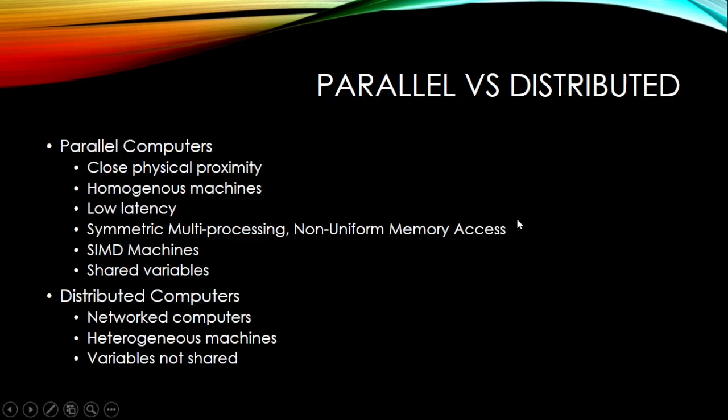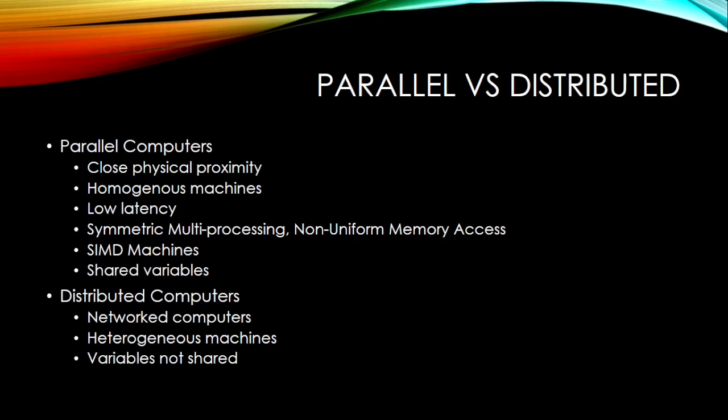So, parallel versus distributed, what are the differences? Parallel computers are in close physical proximity, so usually in a cabinet. Usually, parallel computers are homogeneous machines, so they come from a single manufacturer. Parallel computers also have low latency because they're in close proximity. An example of a parallel computer is a computer with symmetric multiprocessing, so a computer with many processors. Also, non-uniform memory access, which is access of memory of a different processor. SIMD machines, single instruction multiple data machines, and usually state variables are shared in parallel computers.